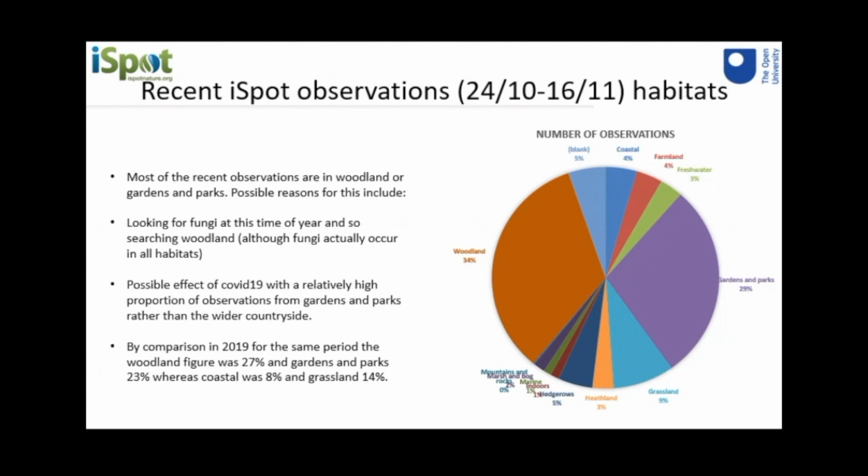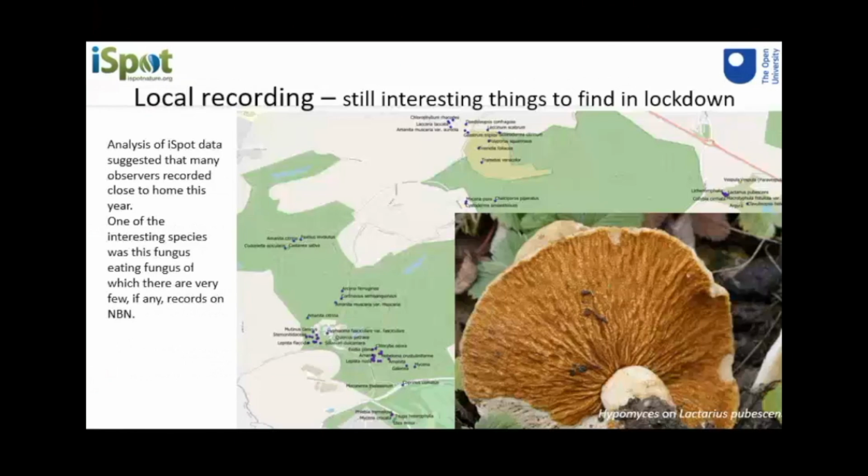Okay, if we move on to the last of my three, this one here. In lockdown, people are looking at their local area a lot more. This is a local area close to Milton Keynes. You can see there's a whole bunch. You can zoom in here and look at all the dots. I put the species names there if you're interested. But even in the areas close to your home, there may be very interesting species to spot.